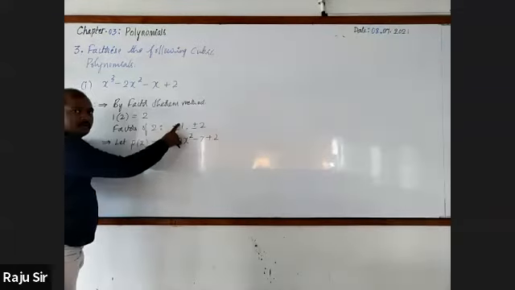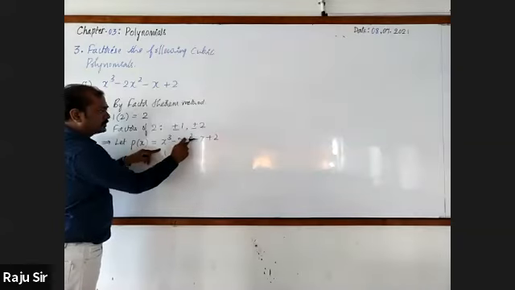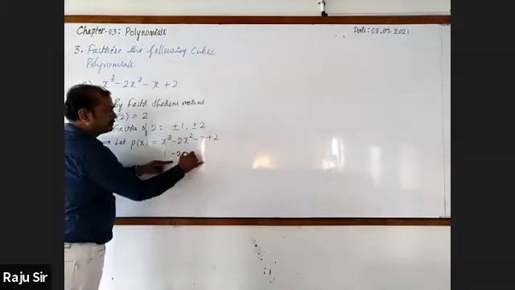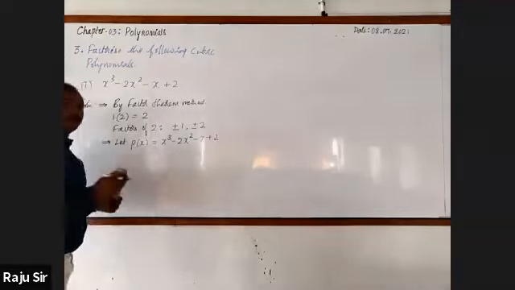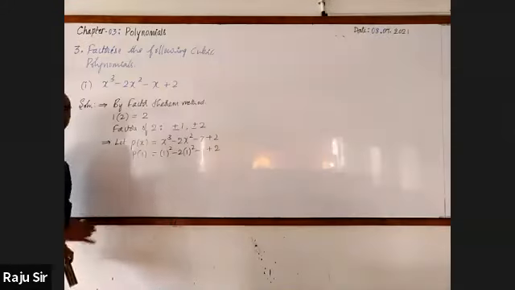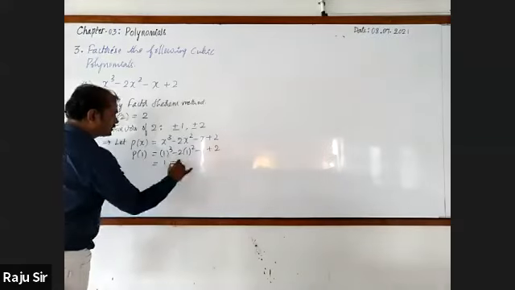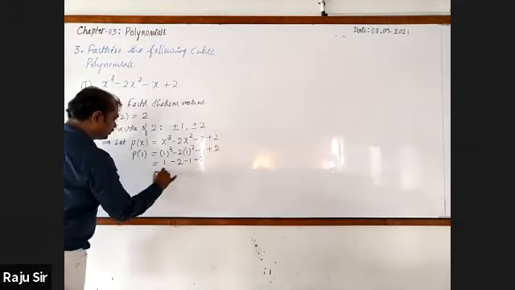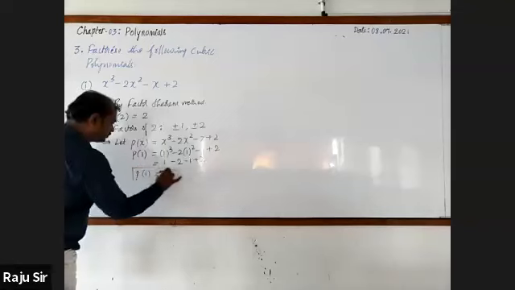First, shall we try from 1? Observe it. 1 cubed is 1, 1 squared is 1, 1 into minus 2 is minus 2, minus 1 plus 2. This is a trial and error method. P of 1 is equal to 1 cubed minus 2 into 1 squared minus 1 plus 2, which is 1 minus 2 minus 1 plus 2. It is equal to 0. P of 1 is equal to 0.